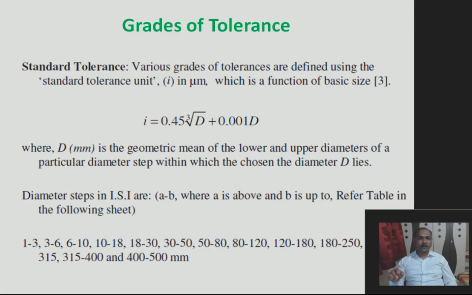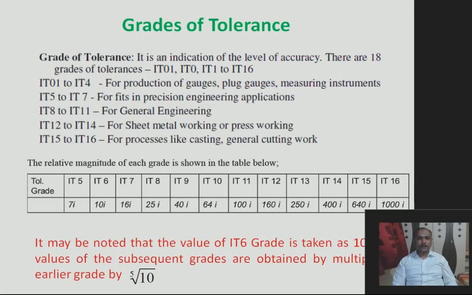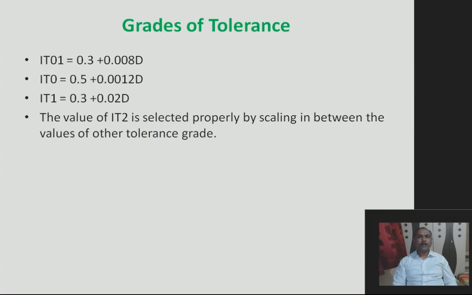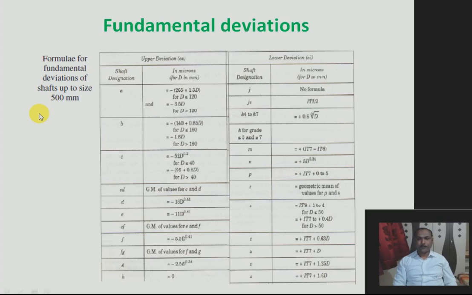And once we calculate the i, then we can use these various tolerance grades, and we can find out the value for the tolerance for the shaft as well as for the hole. And the tolerance grade for the highly finished jobs can be calculated by using these three examples. IT01 is 0.3 plus 0.008 D, IT0 equal to 0.5 plus 0.012 D, IT1 equal to 0.8 plus 0.02 D.